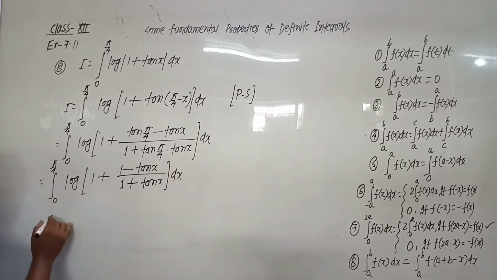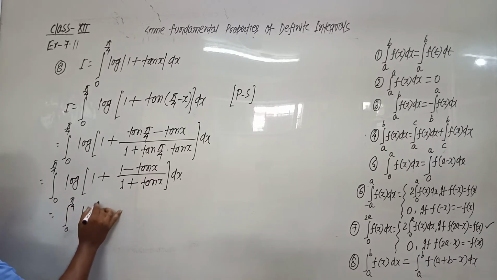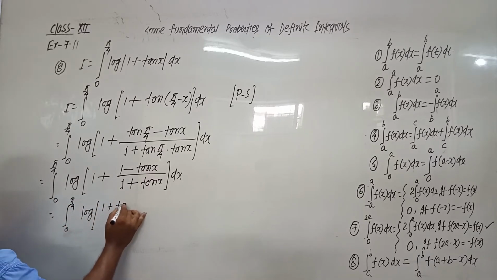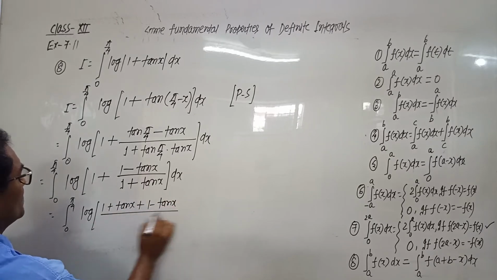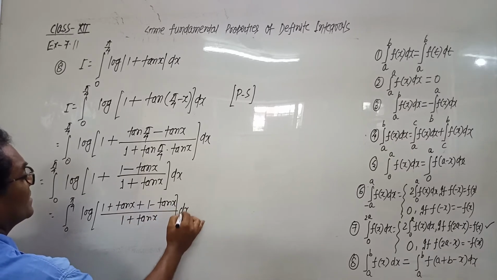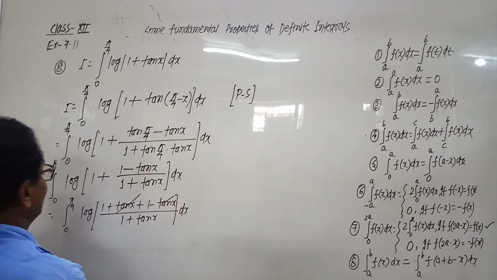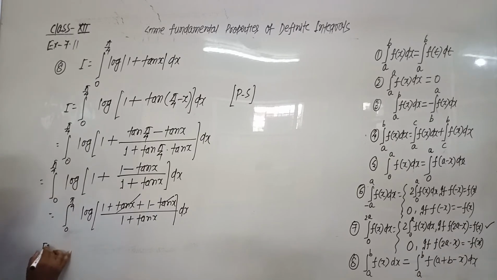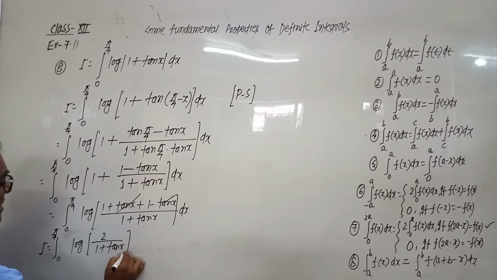By taking LCM we get 0 to pi by 4 log of (1 plus tan x plus 1 minus tan x) upon (1 plus tan x) dx. We solve by taking LCM. So tan x and tan x cancelled and it comes I equals integration 0 to pi by 4 log 2 upon (1 plus tan x) dx.